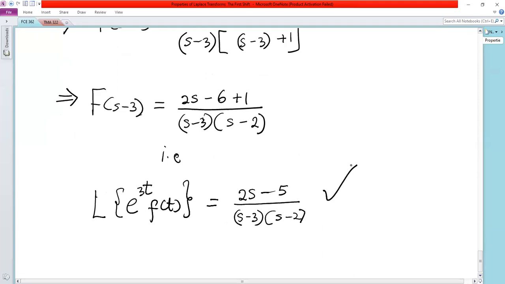Now in the next session, we'll be discussing the second shift property or the second shift theorem, and then do an example to illustrate how it's applied.